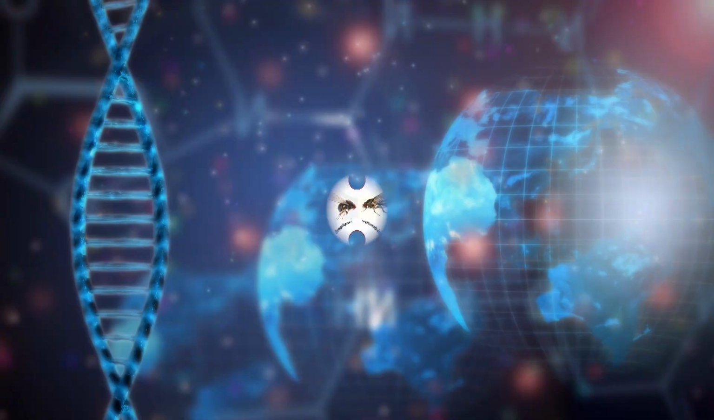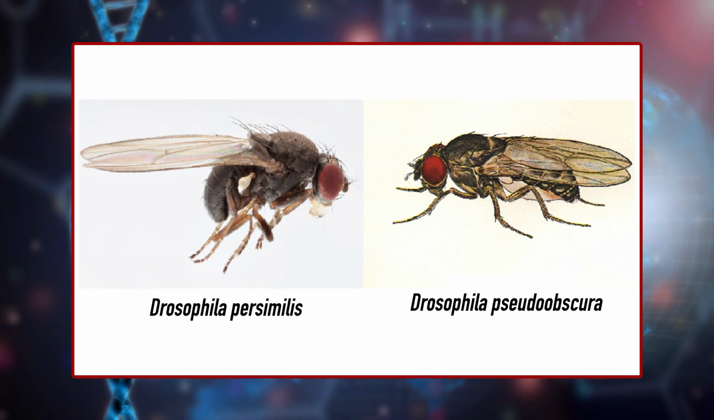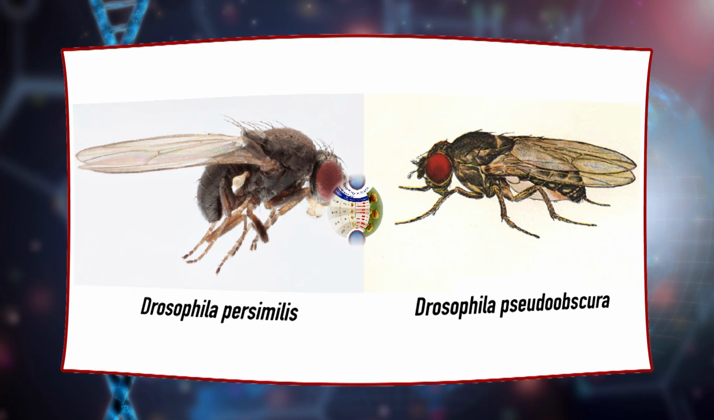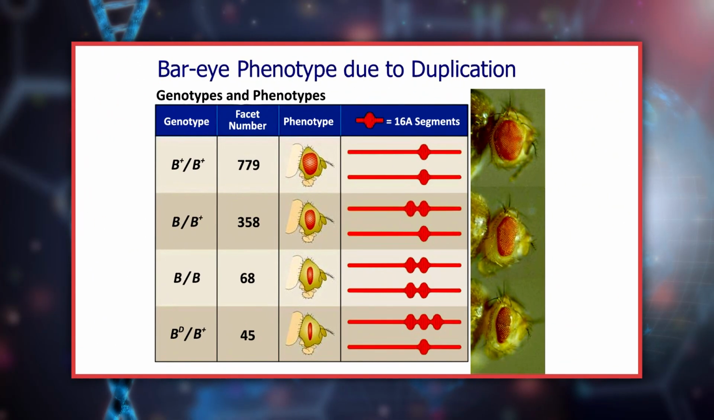Chromosomal rearrangement is also a common mode of speciation, that is the formation of new species, mainly through post-mating reproductive isolation. For example, inversion resulted in species diversity between two closely related Drosophila species, Drosophila pseudoobscura and Drosophila persimilis. Gene duplication also causes bar eye phenotype in Drosophila melanogaster, that's the fruit fly. Dear students, this was all about genetic variations and their types.